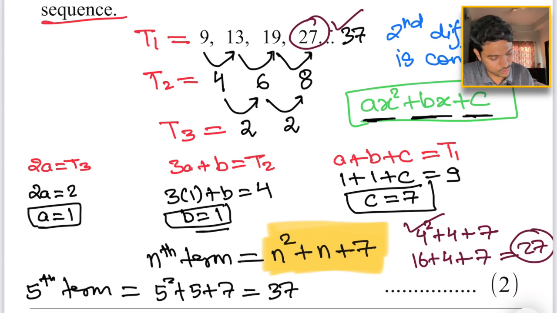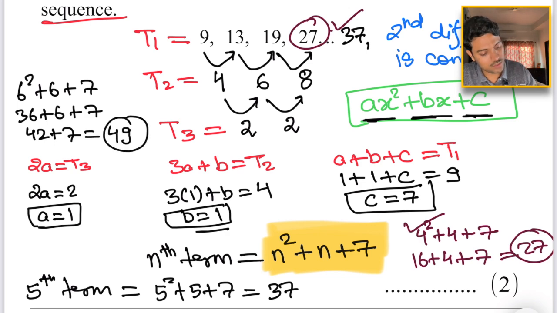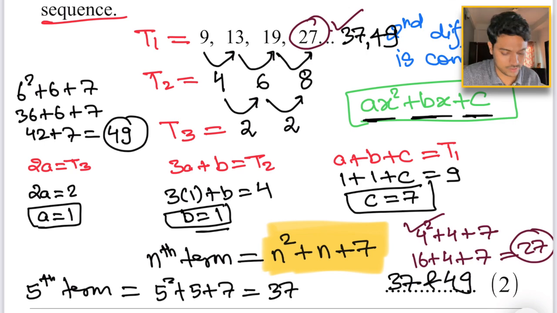And then next to that, if you substitute 6 here, so 6 square plus 6 plus 7. So 36 plus 6 plus 7. 36 plus 6, 42 plus 7, that's 49. So the next two terms are 37 and 49. So we'll write 37 and 49 as our final answer.